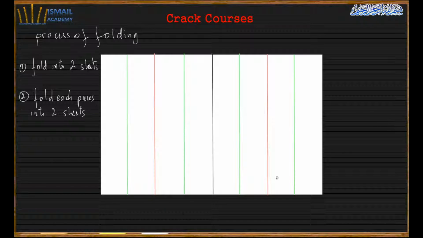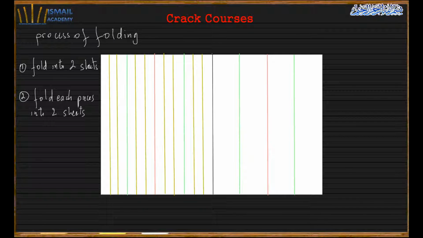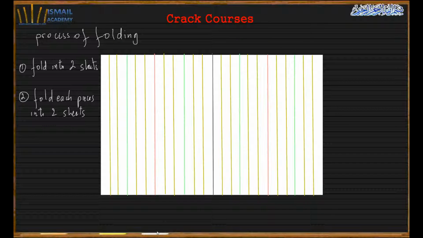I have eight pieces now, so I want to fold each piece into three equal pieces. So I'm going to fold each one into three equal pieces. So now I have three pieces in each one here. So here I have eight pieces, and each one has three equal pieces. And if I want to know how many total pieces I have, here I have three, here three, and here three, and so on for all eight.